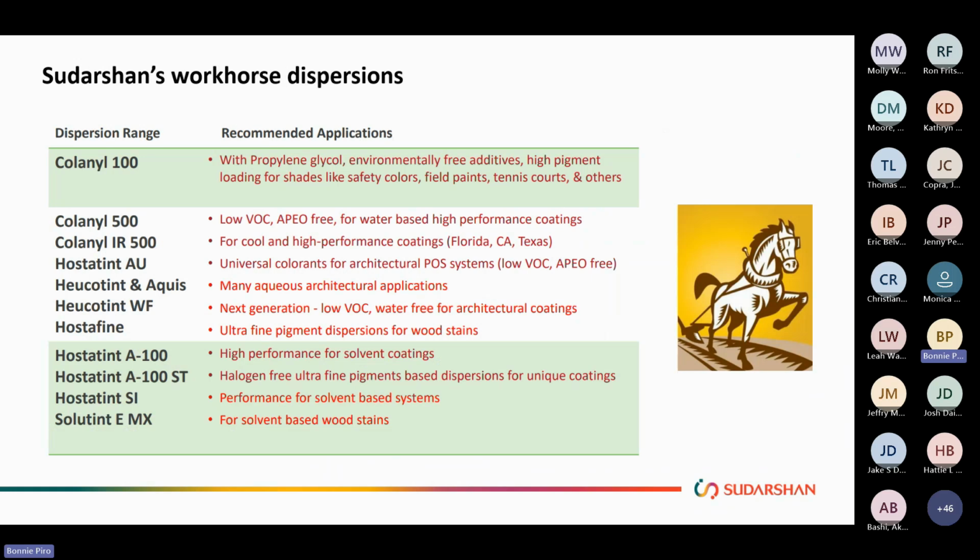Here's another little sheet that you can use to describe Sudarshan's workhorse dispersions and where they fit in the different application areas, and a little bit of a backdrop on each one of them to make sure that you have the information that you need when you're making your selections. So this chart, along with the table that I showed earlier, can be very helpful in your selection.